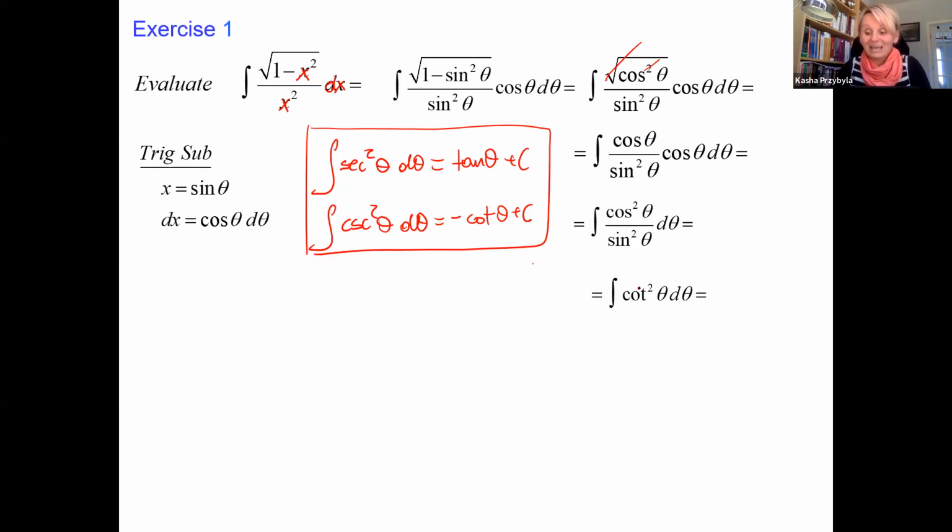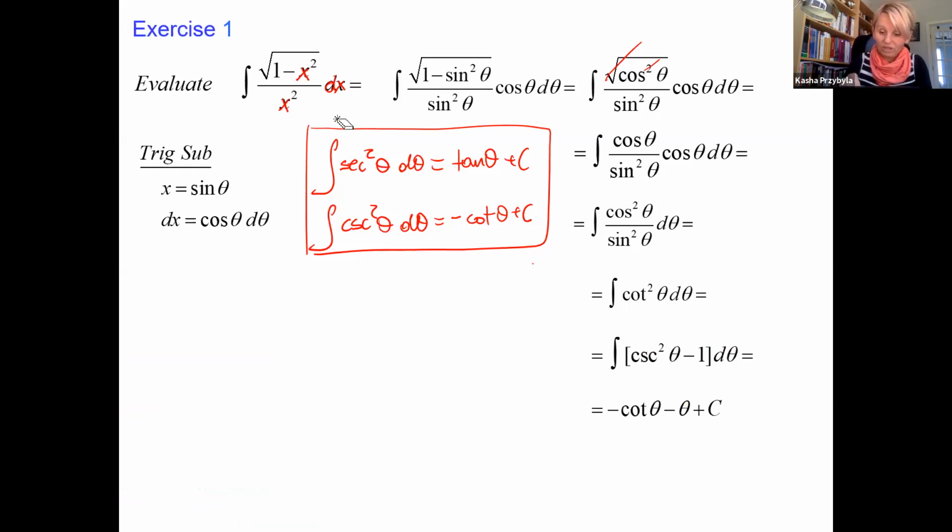But can we rewrite cotangent squared in terms of cosecant squared? Yes, I think we can say cosecant squared minus 1. Yes, thank you, Heather. Now we can use the direct antiderivatives for cosecant squared theta and 1. We know this Pythagorean identity. The integral of cosecant squared is negative cotangent, we just had this. And the integral of 1 d theta is just theta.